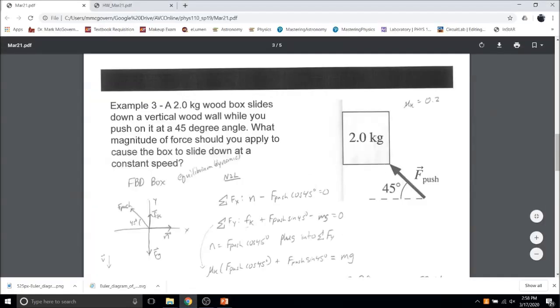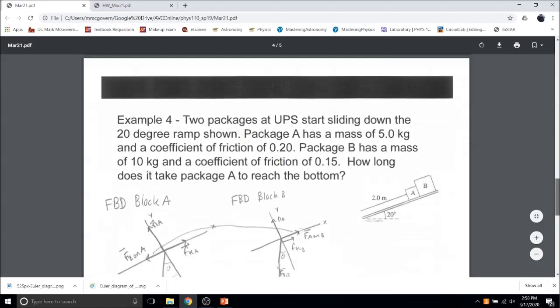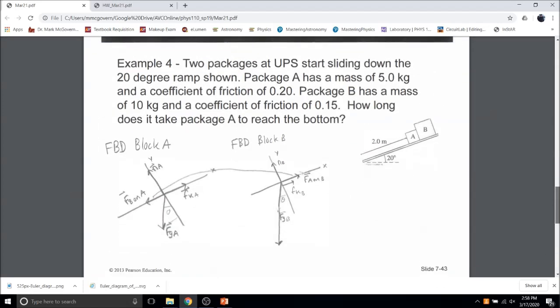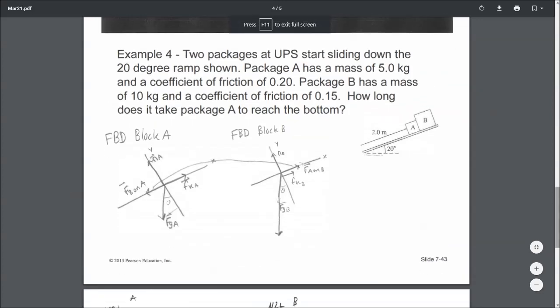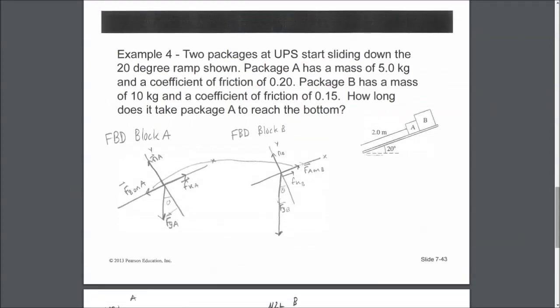Okay, you understand this problem? Pat yourself on the back. Well, don't do that. No, it's not that exciting, I guess. All right. Free body diagram of block A. We have gravity down. Okay, so I indicated F sub GA.